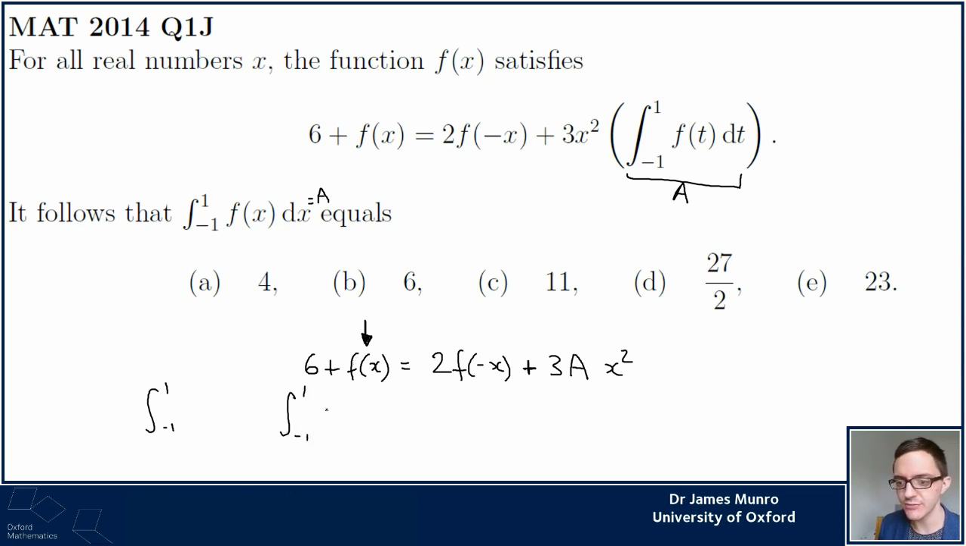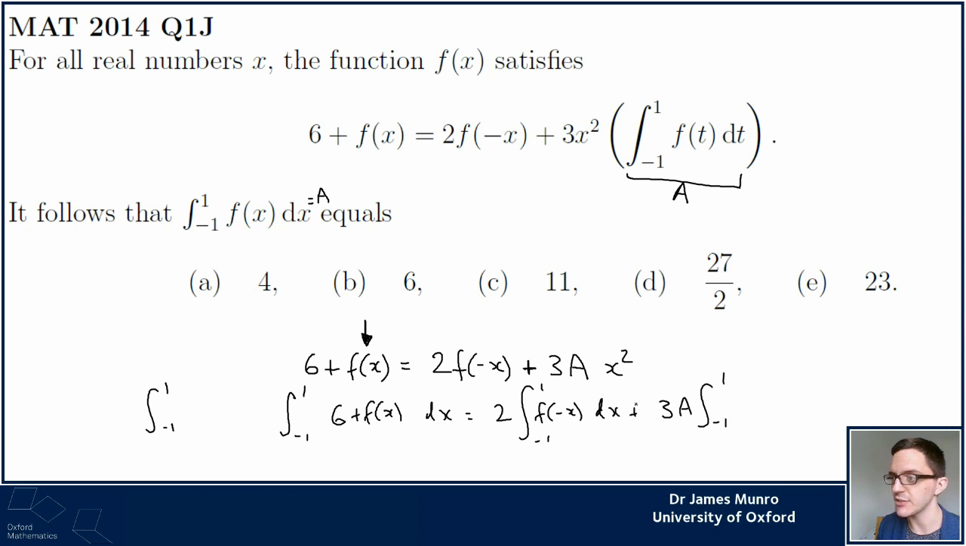So if I integrate this from -1 to 1 with respect to x, that's going to be 2 times the integral of f of x from -1 to 1, plus 3a. A is just a constant, so I can bring it outside of this. It's a pretty complicated constant, but it's just a constant, so I can bring it outside of this integral. Okay, and now I've got some work to do.